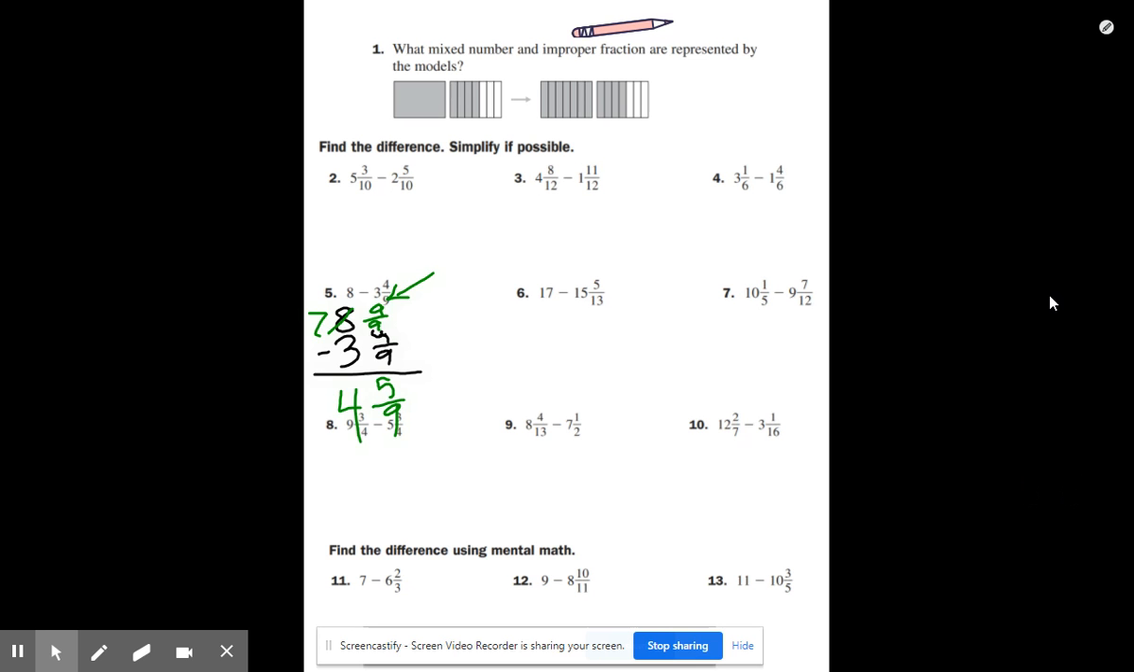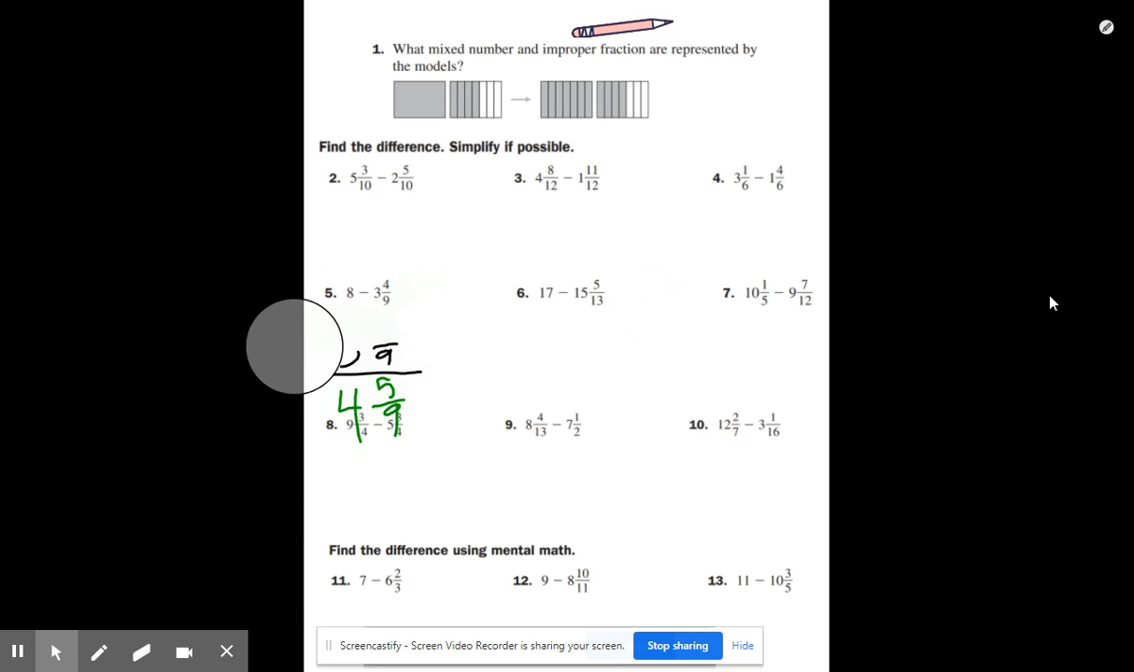I like it when my first number in the subtraction problem doesn't have a fraction with it. If it's a whole number, you get to pick the fraction you need. The fraction that we'll need for this one is going to be 13, right? Because the denominator started as a 13.